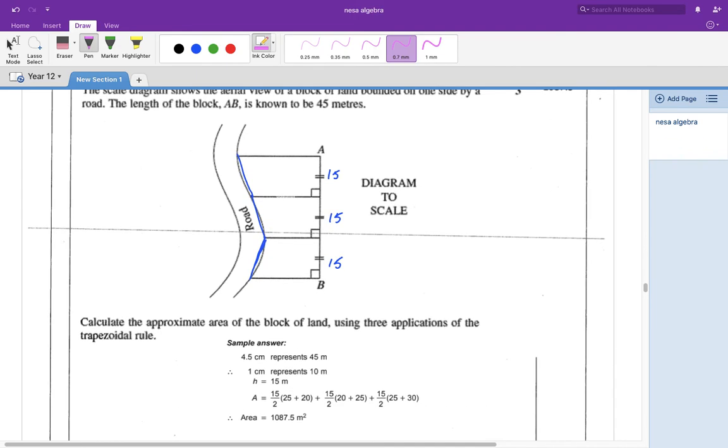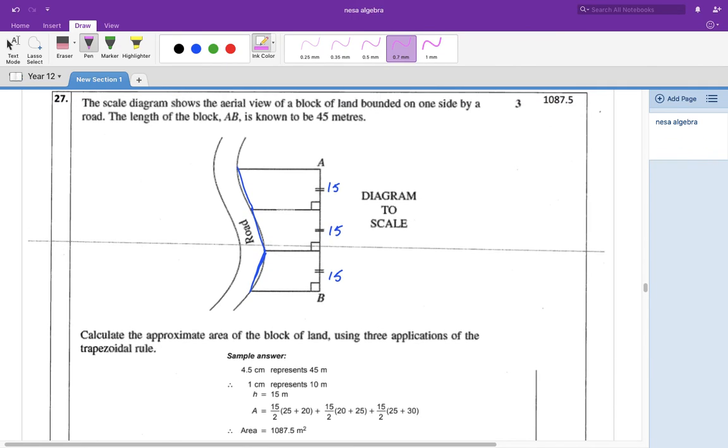Alright, question 27. I used the sample response because I can't really measure it on the computer. But then it tells you AB, this whole thing is 45. And you can measure it to be 4.5 centimeters. So that means 4.5 centimeters to 45 meters. If you divide both things by 4.5, you get 1 centimeter is equal to 10 meters.